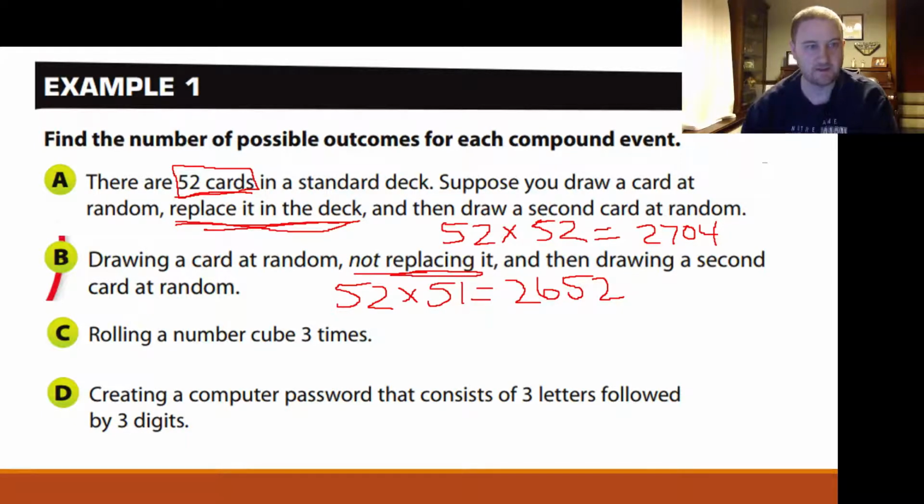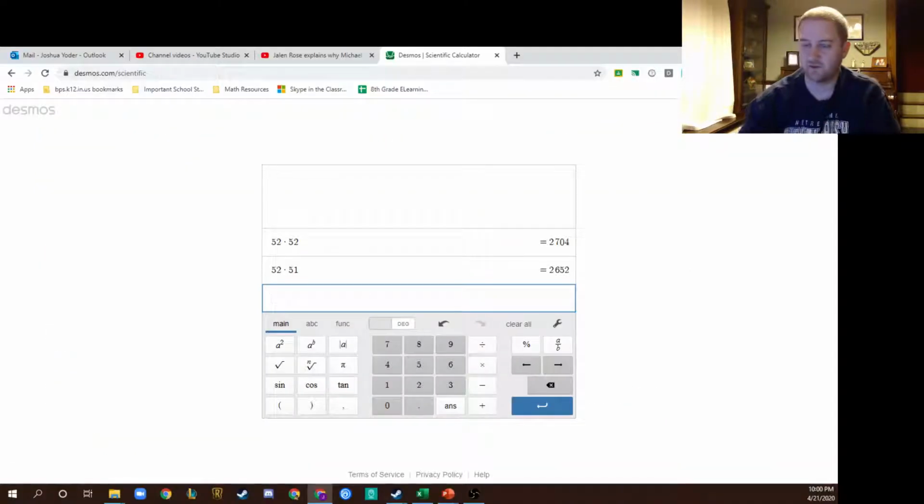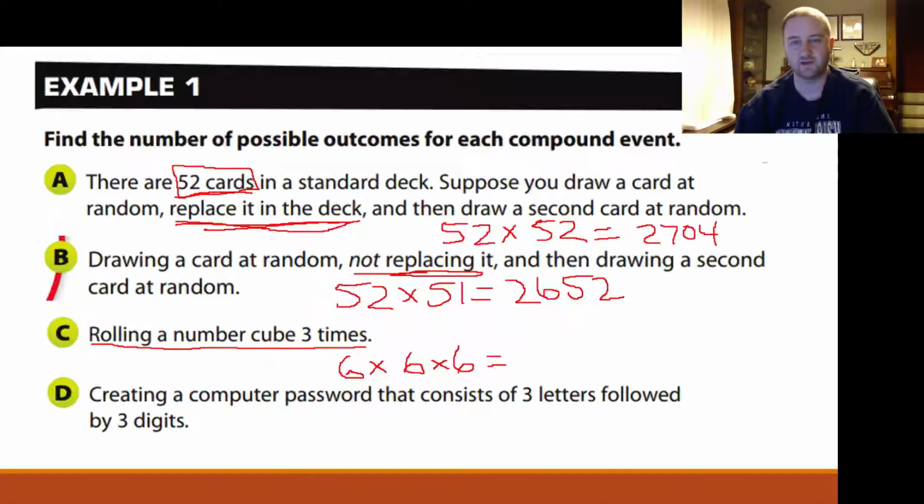All right, part C. How many outcomes are there from rolling a number cube 3 times? So we've got a dice, we're rolling it 3 times. We want to know all the possible combinations we could have. Okay, how many outcomes are there for rolling it once? Well, there's 6 outcomes on a dice, so that's 6. So if we do this 3 times, it's going to be 6 times 6 times 6, right? So we're going to come over here, 6 times 6 times 6, that's 216 possible outcomes.